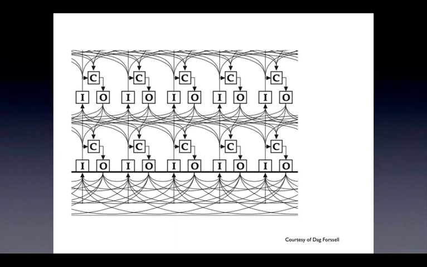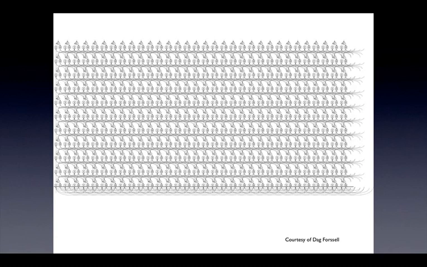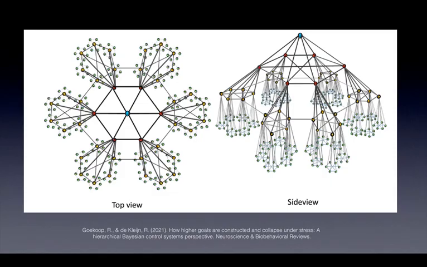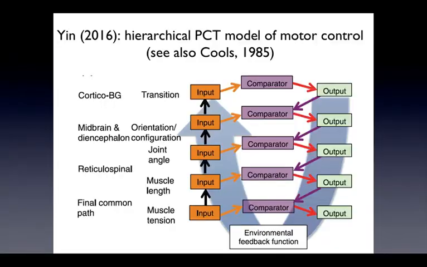Now the idea in the real nervous system is that we have many of these control loops interconnected, and it's actually a vast network, probably a branching network, a bit like a root system, with the high level goals, the more abstract and long-term ones at the top.